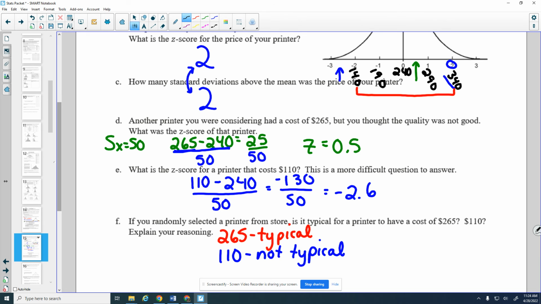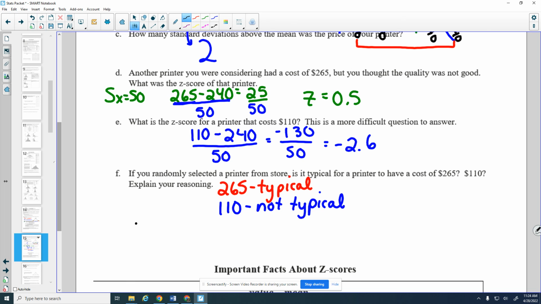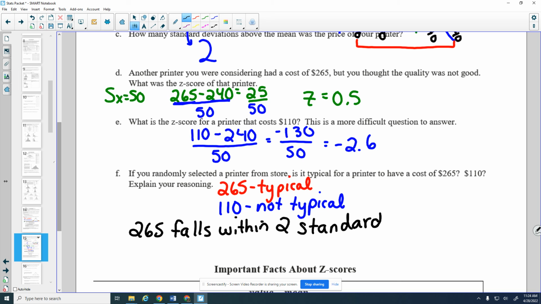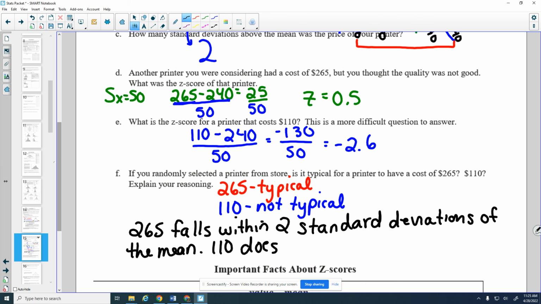So basically, 265 falls within 2 standard deviations of the mean. And 110 does not. Okay, 110 is outside or past that -2. Okay, so it would be atypical.